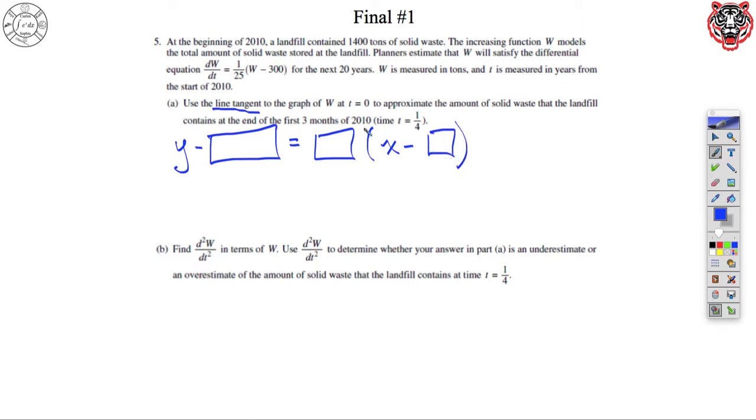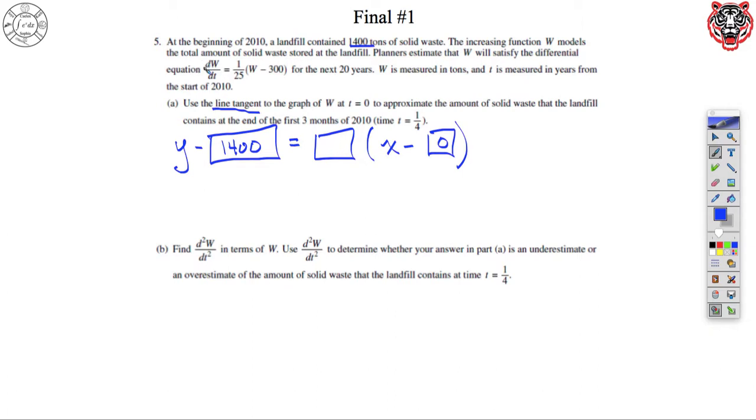All right, so this is a graph of W. So I need to figure out what my y function is. The y value here is going to be how much waste I started with, the y value of the waste. And it tells us that it starts at 1,400. So this is really 1,400 here, at time equals 0. Okay, how do I find this value here?